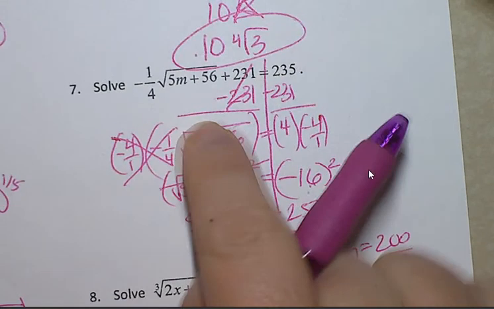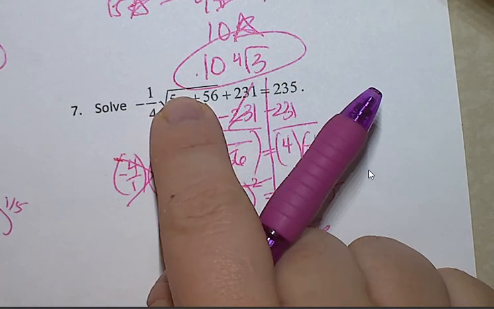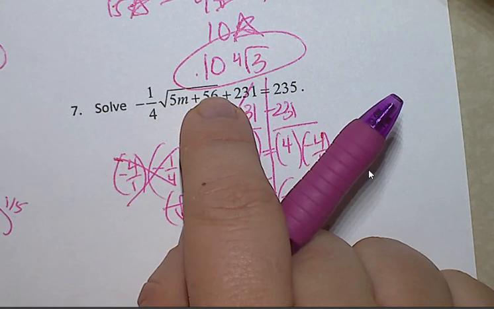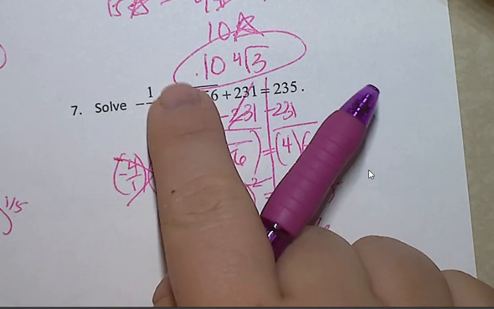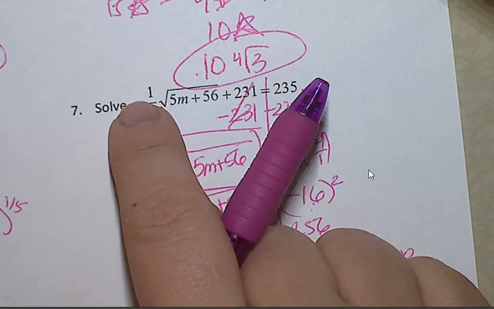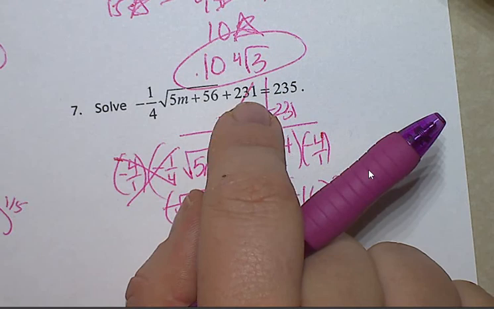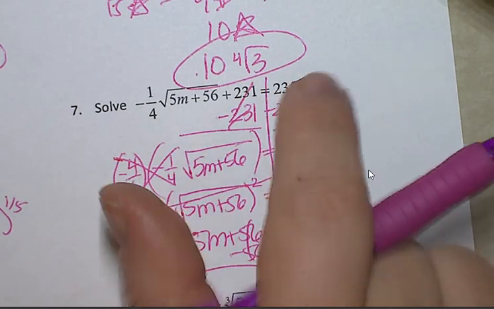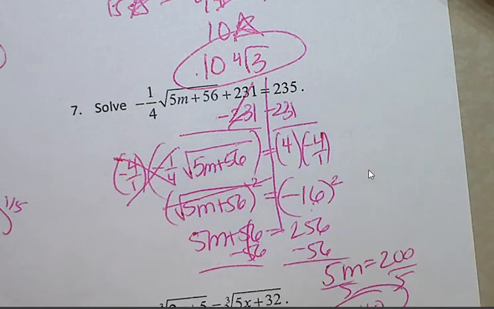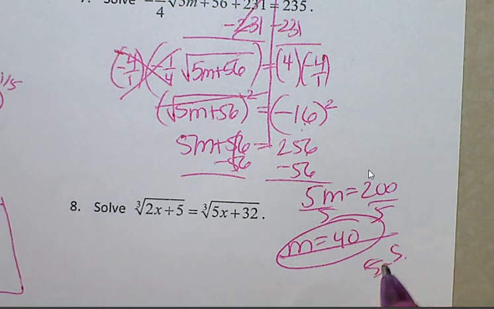You ready? We want to use the calculator as a tool to make our life easy. Take 5 times 40, press enter, and add 56. Tell me your answer. 256. Do you guys agree? Take the square root of 256. Take it times negative 0.25. Add 231. Do you get an answer of 235? Yes or no? No. If your answer is no, that means this is an extraneous solution. We did all of the math correctly, but our answer does not work out.